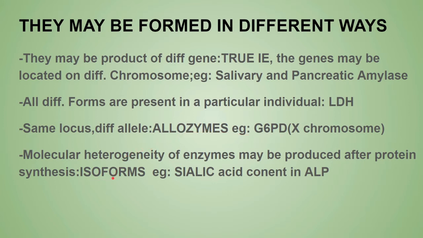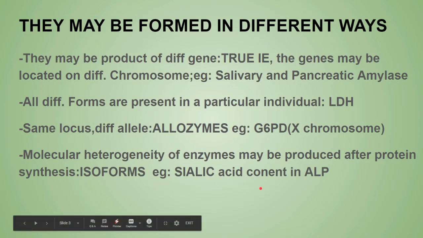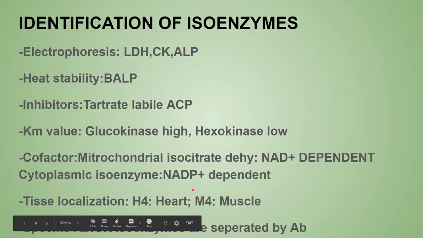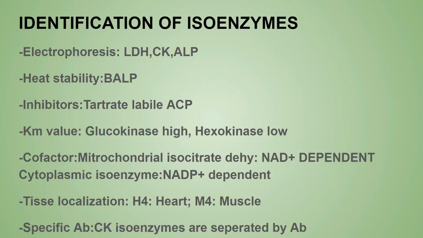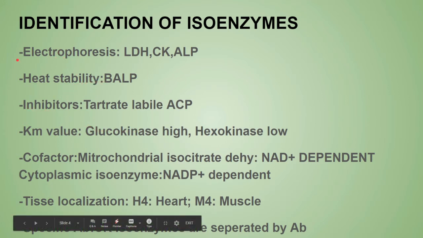That means molecular heterogeneity of the enzyme produced after protein synthesis, or the post-translational process. Example, sialic acid content in the ALP. ALP is the alkaline phosphatase. Now next is the identification of the isoenzymes. How will we be able to identify different forms of isoenzymes? We have these methods. First of all, it is electrophoresis.